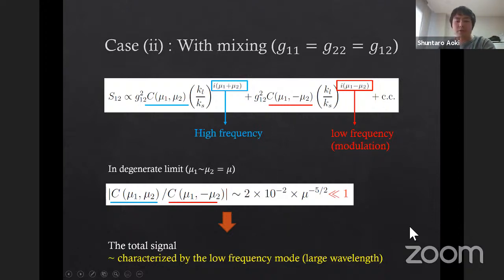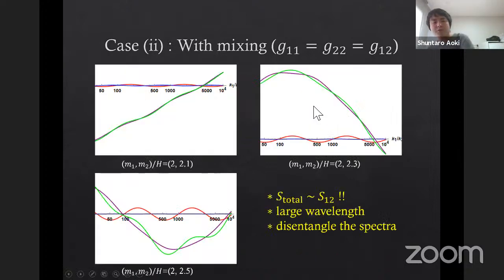So we can conclude the total signal is characterized by the low frequency mode or large wavelengths, which is determined by the inverse of the mass difference. So you can see several examples. I changed the mass of particle 2 in this way, 2.1, 2.3, 2.5. Then in all of the figures, you can see the green line and the purple line overlap. That means the total signal is determined by the mixing one, S12. And all figures have the large wavelengths as expected.